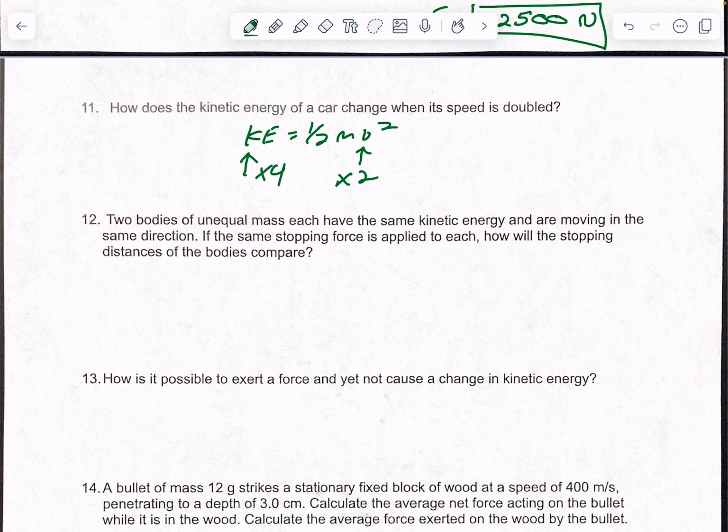Two bodies are of unequal mass. Each has the same kinetic energy, so that's the key thing there. They have different sizes, but the same kinetic energy, and are moving in the same direction. If the same stopping force is applied to each, how will the stopping distances of the bodies compare? If they have the same kinetic energy, the stopping distance will be the same as well. Even though they have different masses, they both have the same energy, so mass doesn't really matter in that case. Now, if one had a bigger mass and more kinetic energy, it would take more to stop that object, which would make its stopping distance longer. But the key takeaway is that if they have the same kinetic energy, it takes the same force to stop them and the same distance to come to a stop.